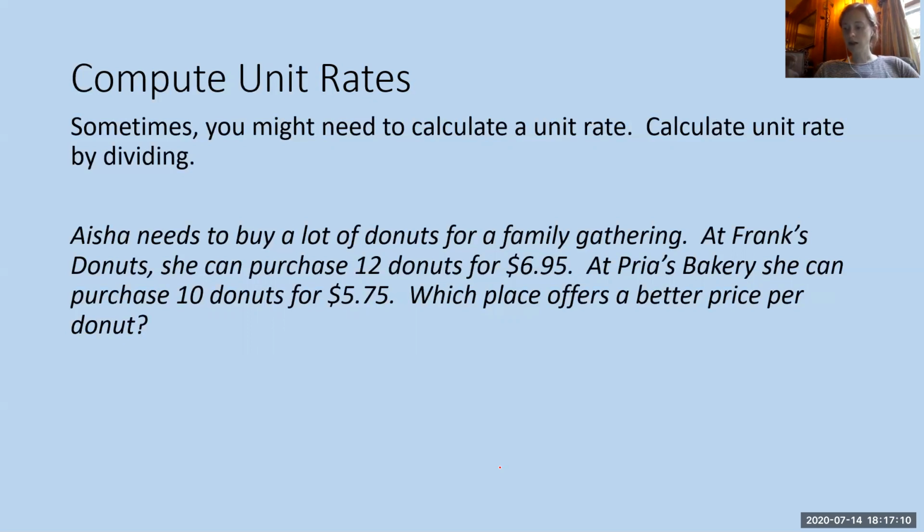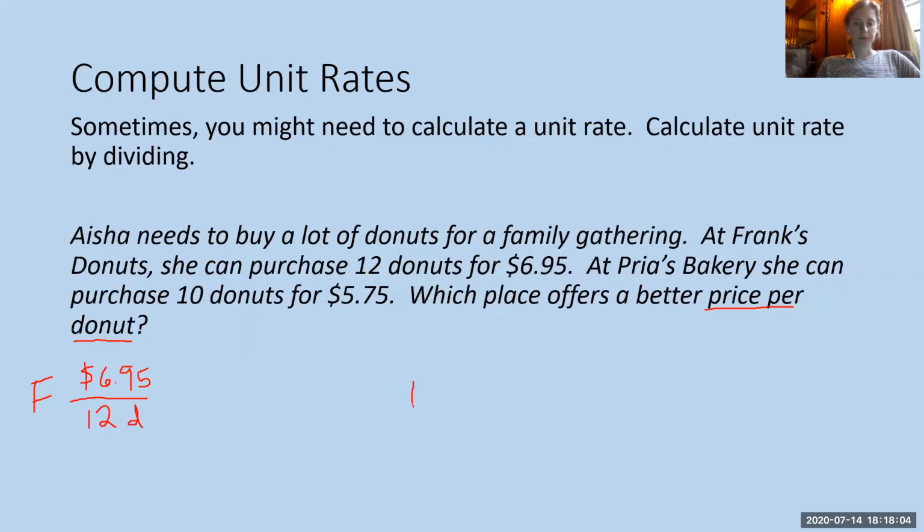So what I'm going to do here, if I want to figure out the price per donut, what I would do is I would take each ratio here. So I've got 2 ratios, one for Frank's and one for Priya's, and I would divide them to find the unit price, the price per donut. So at Frank's, price per donut, we've got $6.95 for 12 donuts. I'm just going to abbreviate that here.